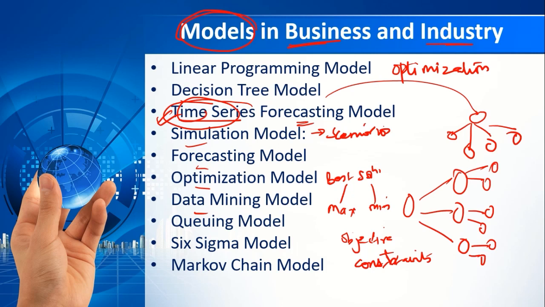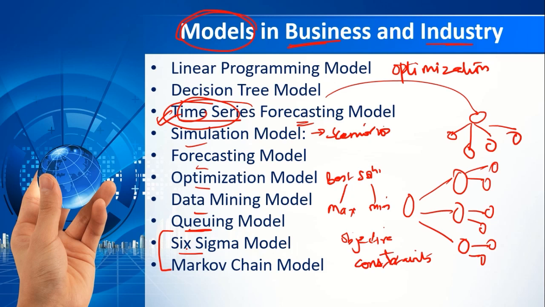Queuing model, as the name says, queuing. Queuing means waiting lines, used for optimization of service level and resource utilization. This helps in better service facilities, better assessment of waiting times and improving customer satisfaction.